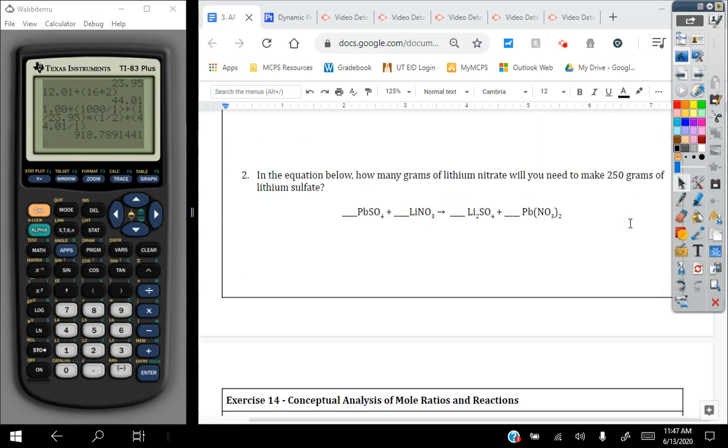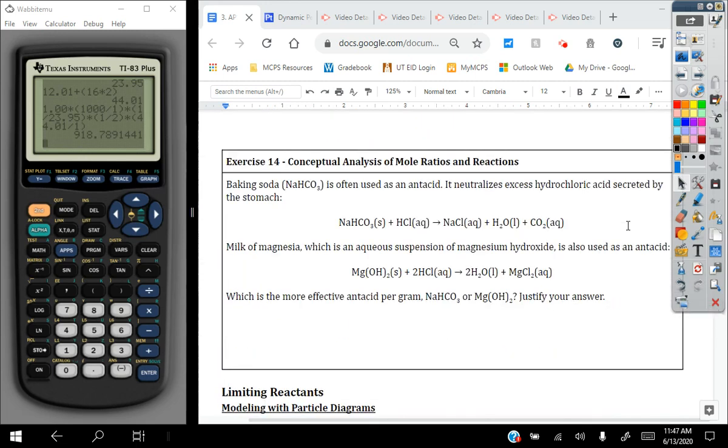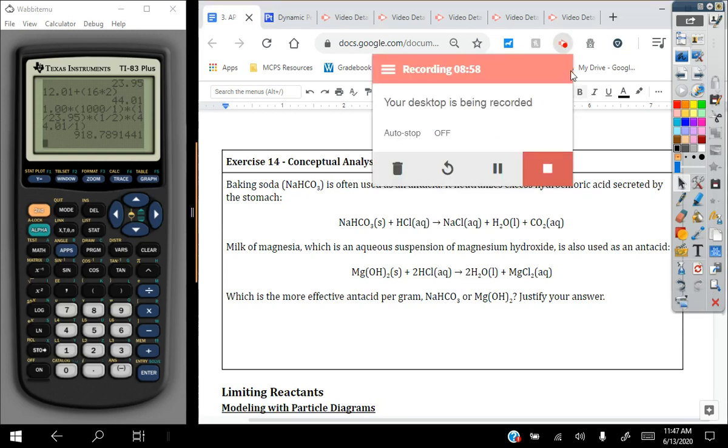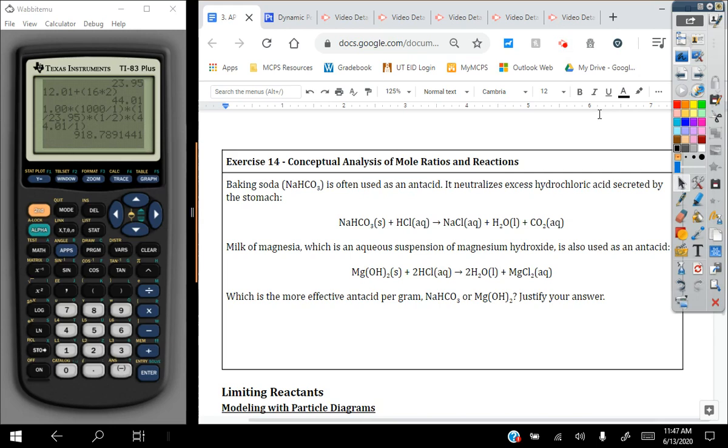All right, welcome back. One thing I wanted to talk about, let me see my time. Yeah, we got plenty of time. I want to talk about the conceptual analysis of mole ratios and reactions.